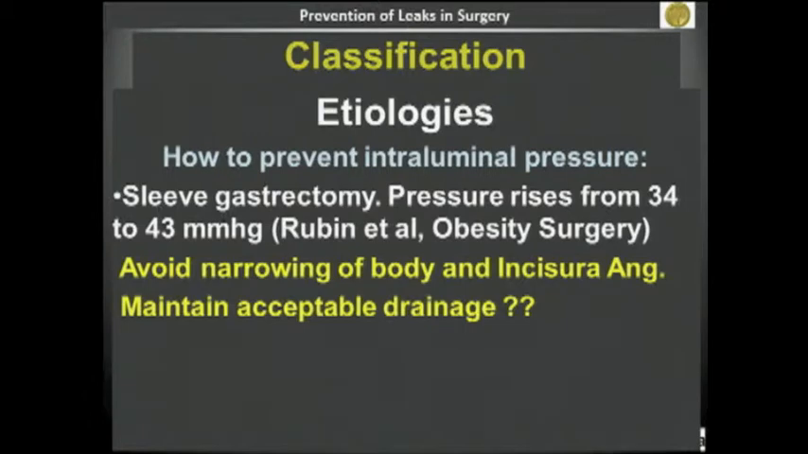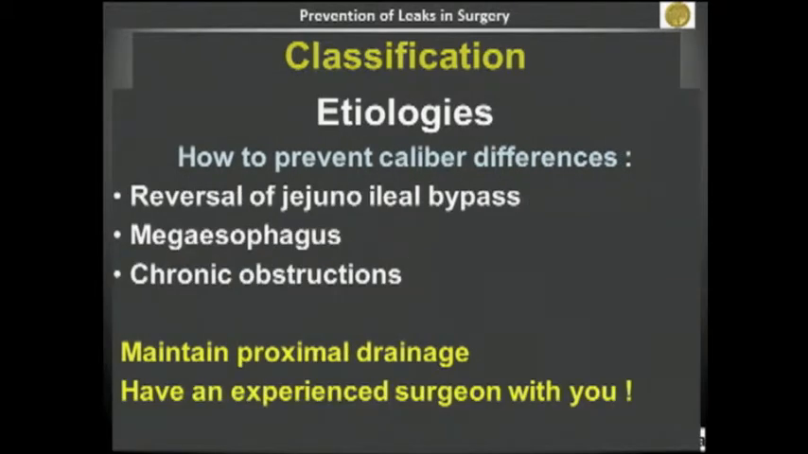Can we prevent intraluminal pressure? I mean, there is data out there from Dr. Rubin's group that I was privileged to participate in, showing that the intraluminal pressure of the stomach goes from 34 to 43 millimeters of mercury, showing you that this is a high pressure system. So every time you have high pressure and you have staple lines, this may end up resulting in a leak.